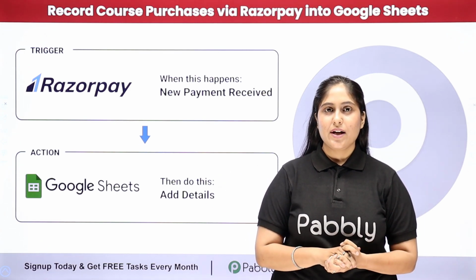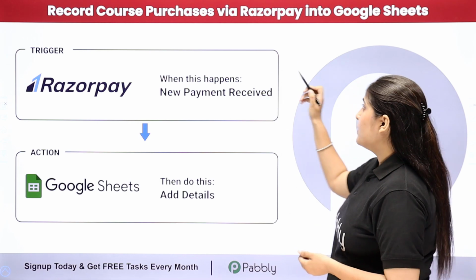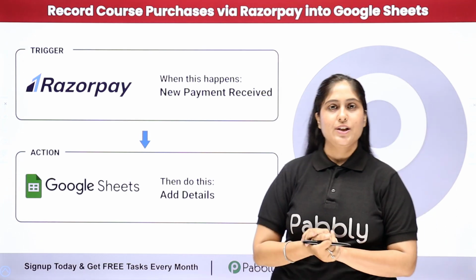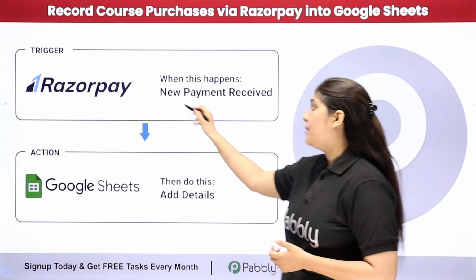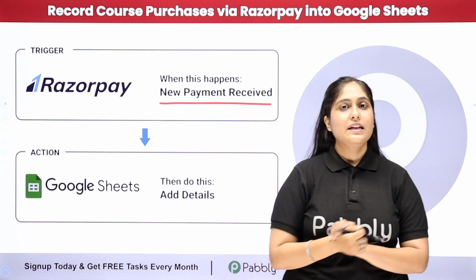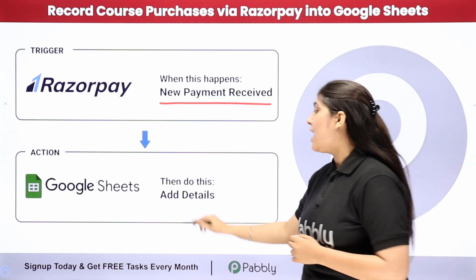In this video, we are going to understand how to record course purchases via Razorpay into Google Sheets. So here my objective is that whenever my course is purchased through a Razorpay payment page, then automatically all the details should be added over here in my Google Sheets as a new row.